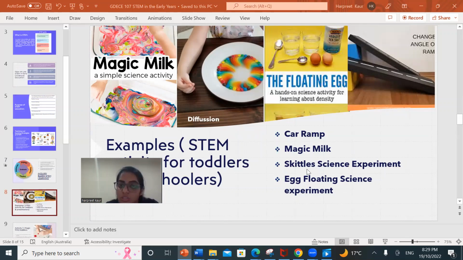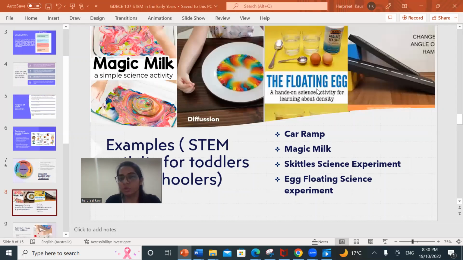And then I chose the third one, the Skittles science experiment, and the egg floating science experiment. The Skittles science experiment is just a basic fun learning science experiment relating to diffusion, in which children can learn how high concentration molecules move to lower concentration to make a very beautiful rainbow pattern, and how two different water temperatures help us. We can set up one plate with cold water and another plate with hot water. So which temperature makes the Skittles dissolve in the water faster?